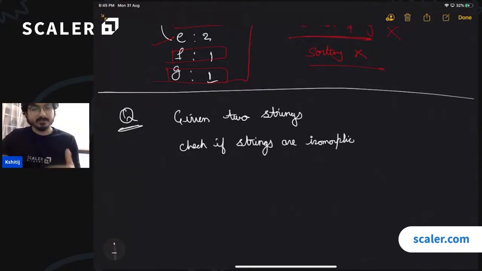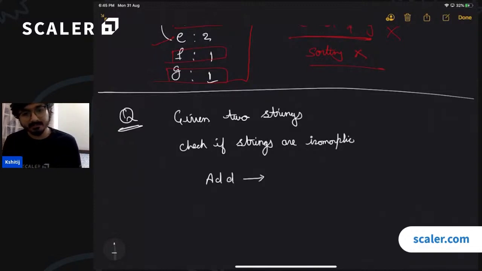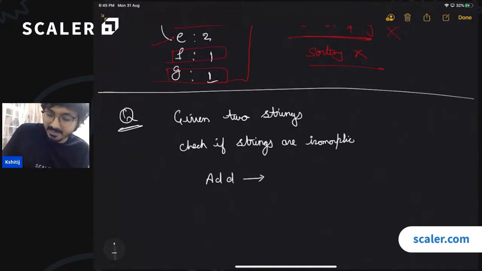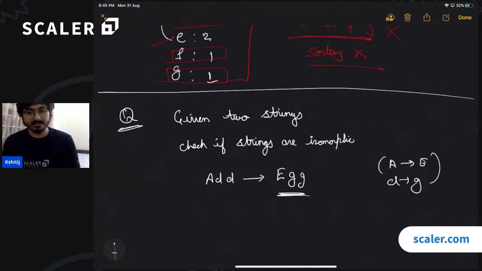In the context of this question, the meaning of isomorphic is that if you replace each character of the first string by the corresponding character of the second string, you get the second string. So there has to be a symmetry between these two strings. For example, if I have a string add and another string egg, now if I replace A by E and D by G, I get the second string. By symmetry in this case, we mean that there has to be a one-to-one mapping between the characters.